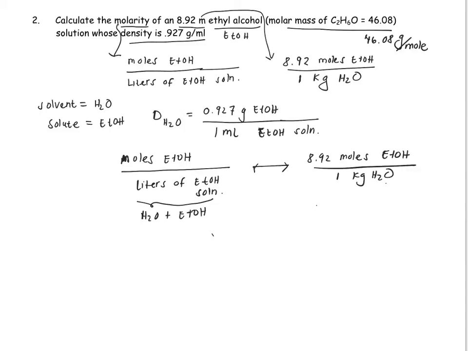Okay, do we have our moles of ethanol? Yes, we do. We have our moles. Half the problem is done. We know that this numerator is 8.92 moles. But we need to calculate molarity, so we need to be able to find our liters of our ethanol solution, which I'm going to show in the next video.